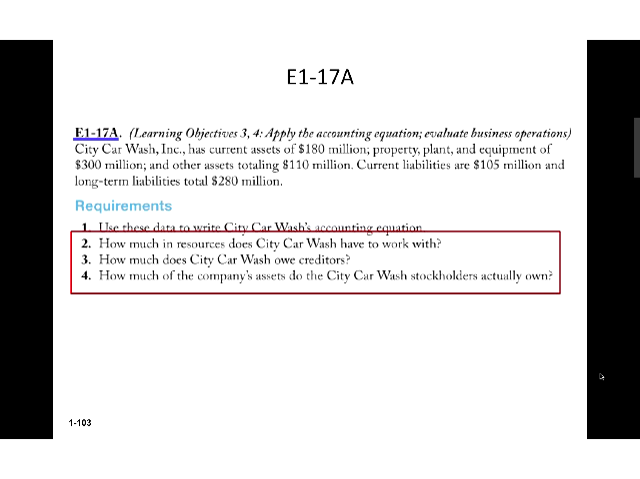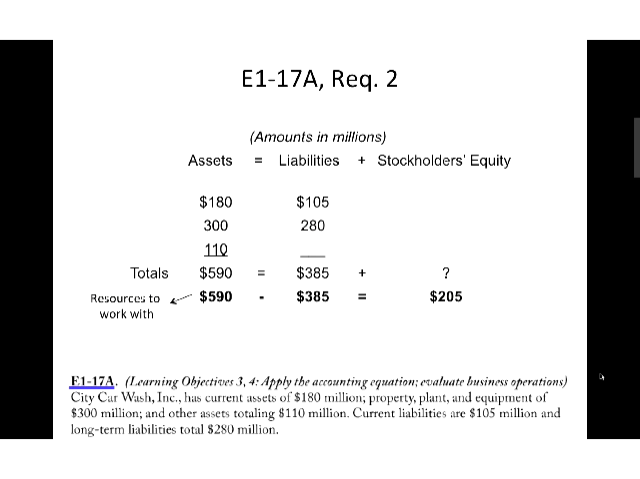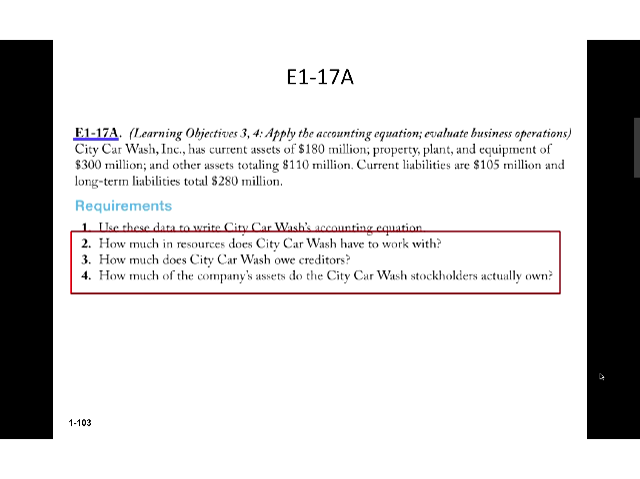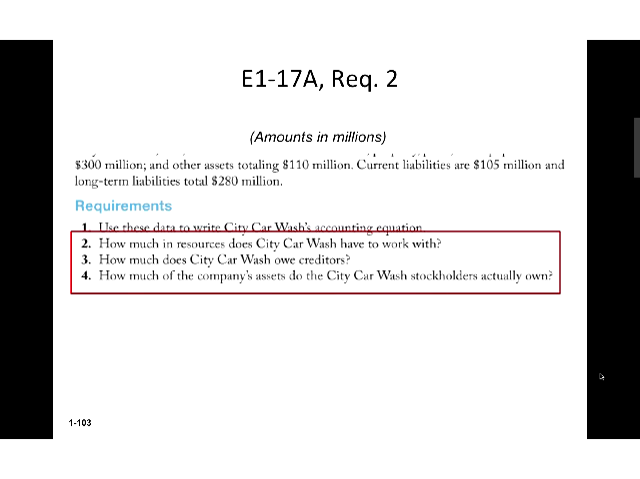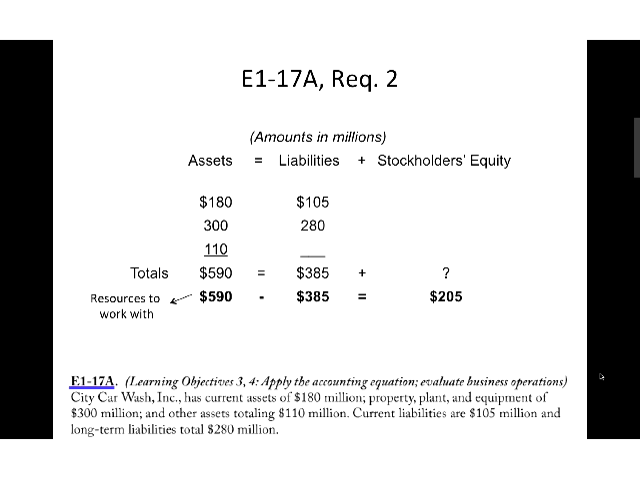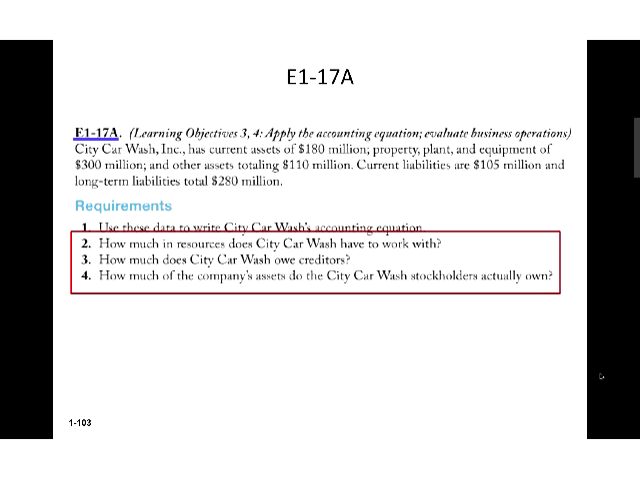Okay, so now the next 3 questions. How much in resources do they have to work with? How much do they owe creditors? And how much do the shareholders actually own of the assets? This is question 2. How much in total resources to work with? It's the assets. What they're asking in that question is how much in total resources they have. That's the total assets. How much in total liabilities? So what amounts do they owe to creditors? That's our total liabilities.